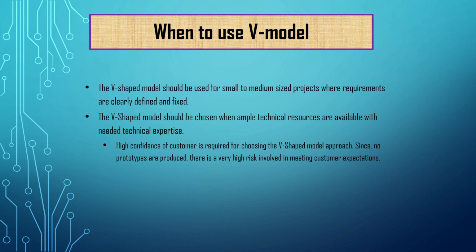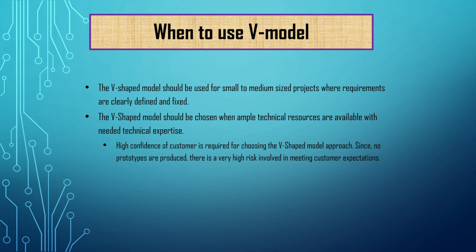So now you know the V model, what is the advantage and disadvantage. You should also know when to use this model. See, there are a lot of models, right? Waterfall model, verification and validation model. You should know when you can use this type of models. This V-shaped model should be used for a very small to medium sized project where the requirements are clearly defined and fixed. This V-shaped model should be chosen when ample technical resources are available with needed technical expertise, meaning you should know the application thoroughly.